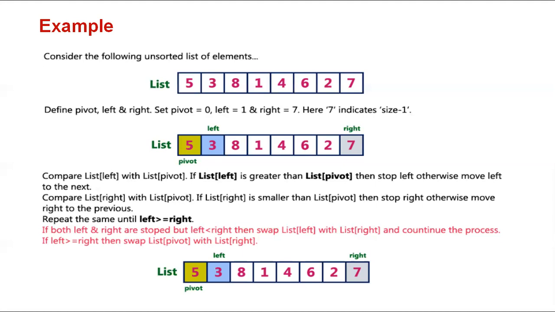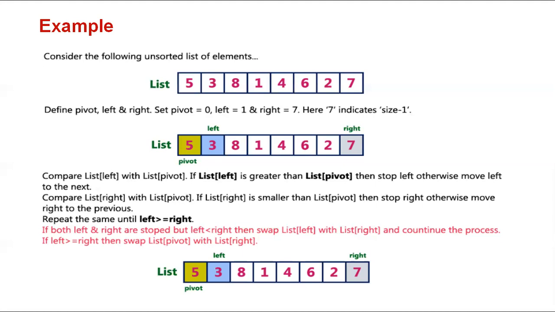Some other examples, some other instructors will take the last element as the pivot. Okay. First, in this example, we take the first element as pivot. Left equal to the first element, I mean second element. Right equal to the last element. Clear? Last element.